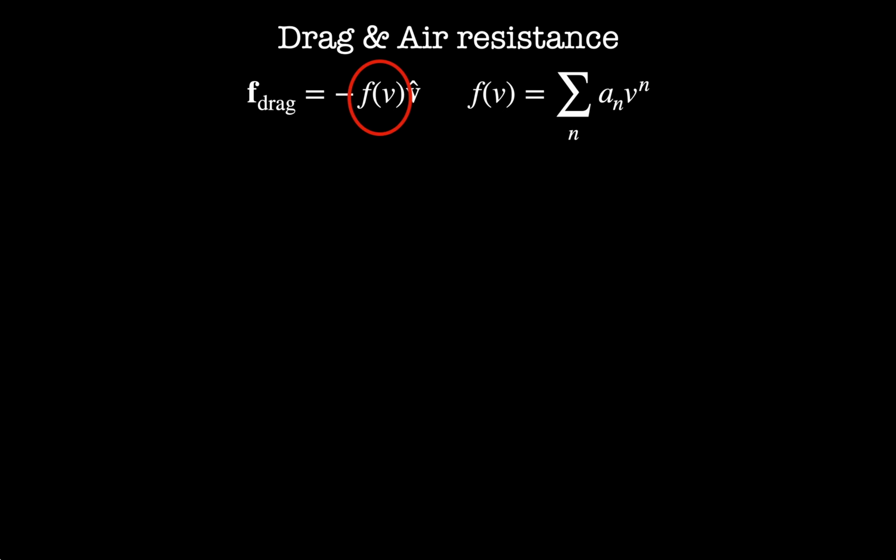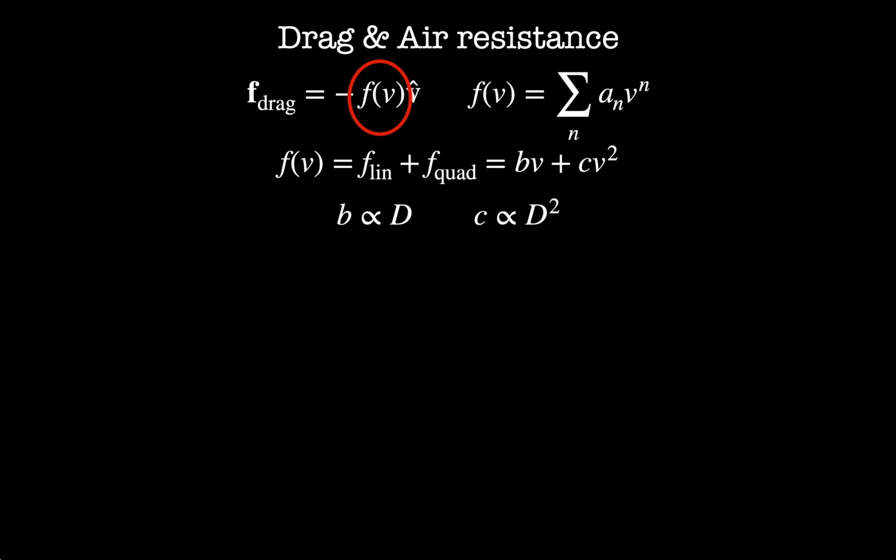We just Taylor expand this force. We've got something that now is based on powers of velocity, and we'll keep the lowest two terms for now. So we've got a linear term and a quadratic term, and these terms each have a proportionality constant. So the linear term is b times v, and the quadratic term is c times v squared.